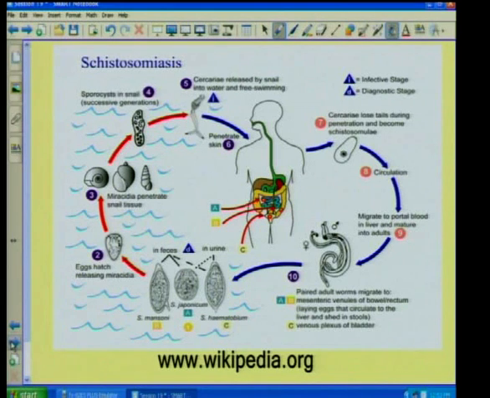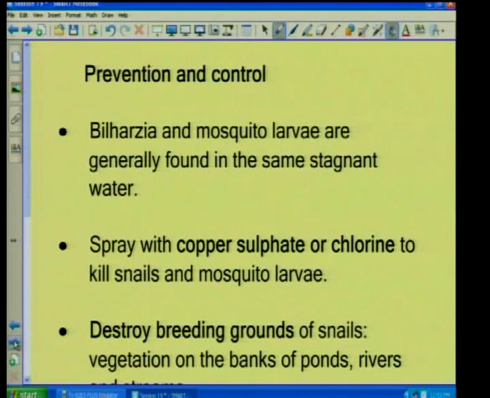It has its intermediate host in those little snails, and the person gets it into their body, or it can be carried on your skin, and it then works its way into your skin. But there you go. You get it, and then it ends up infecting your liver, your pancreas, your kidneys, etc. Now remember, bilharzia and your mosquito larvae are generally found in the same stagnant water.